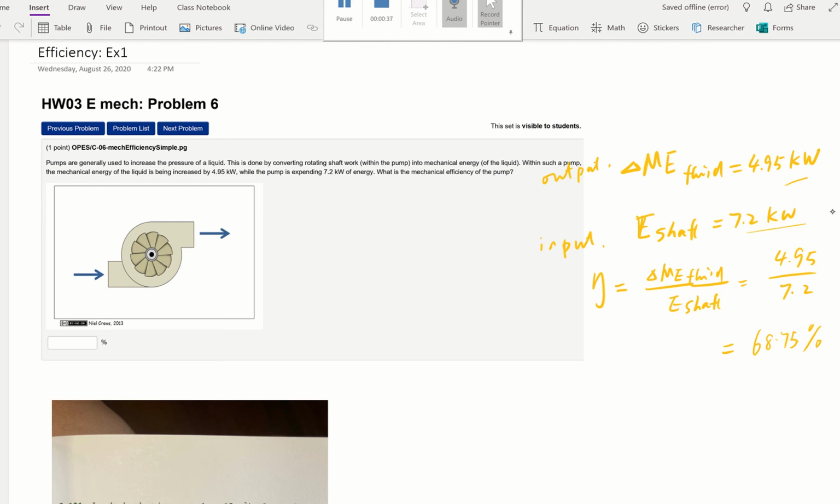So knowing the efficiency eta for the pump is the desirable output, which is the mechanical energy increase of the fluid, over the required shaft work. So 4.95 divided by 7.2, we get our efficiency. Very simple example, and that's what we call low-hanging fruit for this problem.